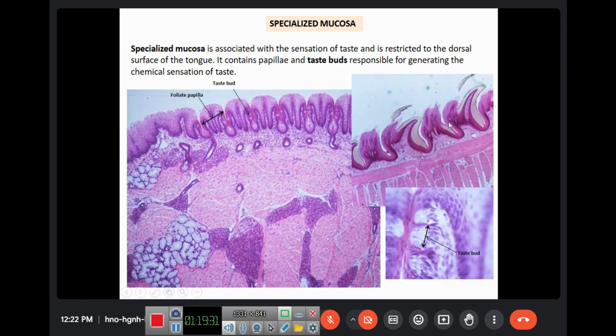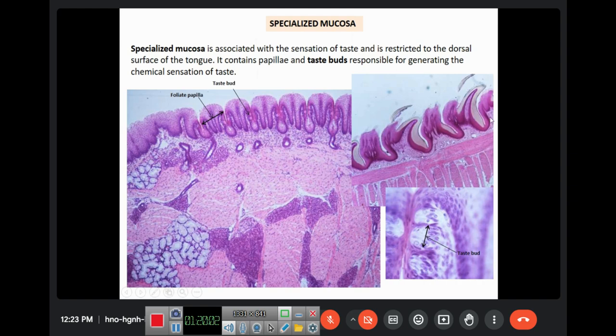So here you have the pictures of the specialized mucosa. Here you have the picture of the foliate papillae, which cover the lateral surface of the tongue with taste buds, lighter areas seen in the lateral surface of each papilla. Here you see these taste buds on higher magnification. And here is another picture of the section of the tongue.